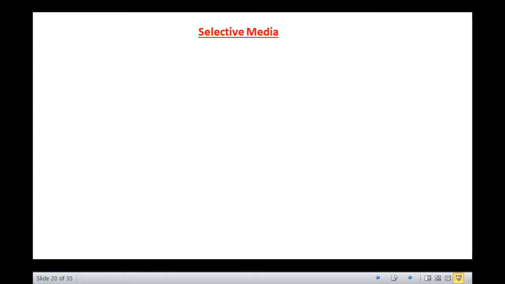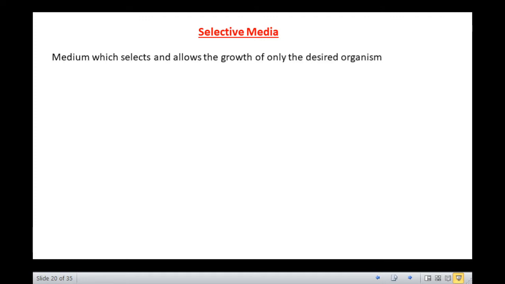Let us move on to the next type of media, that is selective media. On a general purpose nutrient agar media, we get the organisms which are predominant in that sample, but not the organisms which may be desired by us. This is because the organisms desired by us are simply outnumbered. This can be rectified by designing a media which selects and allows the growth of only the desired microorganism and inhibits the growth of all other microbes. Such a medium is called a selective medium.